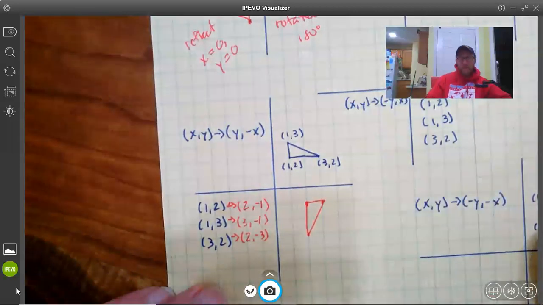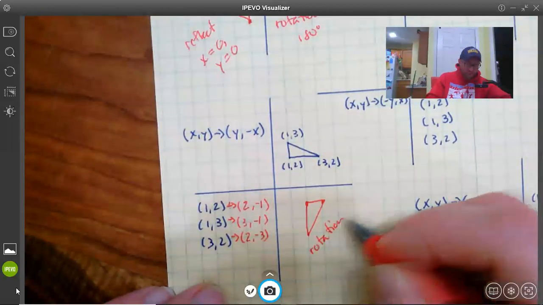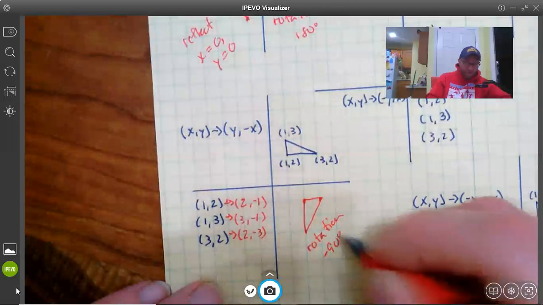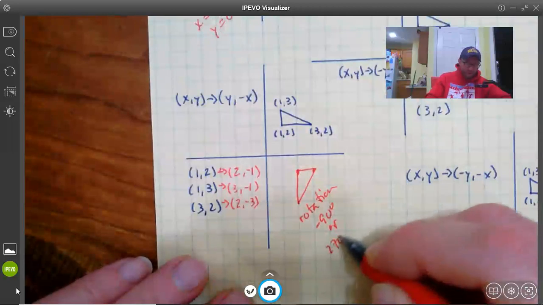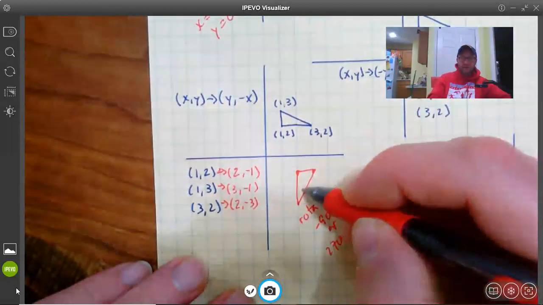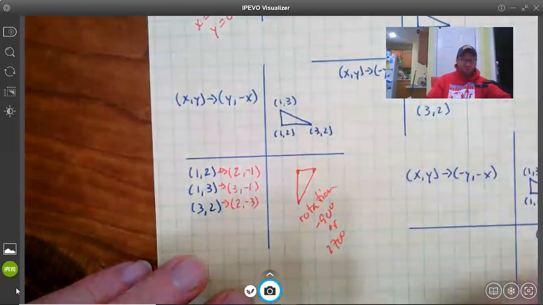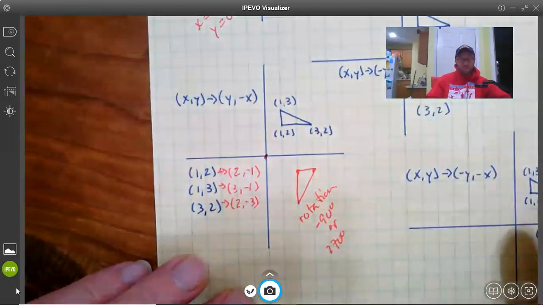Okay. And this is a rotation. We could either say it's negative 90 degrees, or we could say it's 270 degrees. So either the rotation went 90 degrees in this direction, or it went 270 degrees in this direction. However you prefer to look at it, it's the same rotation, with the center being, of course, at the origin.